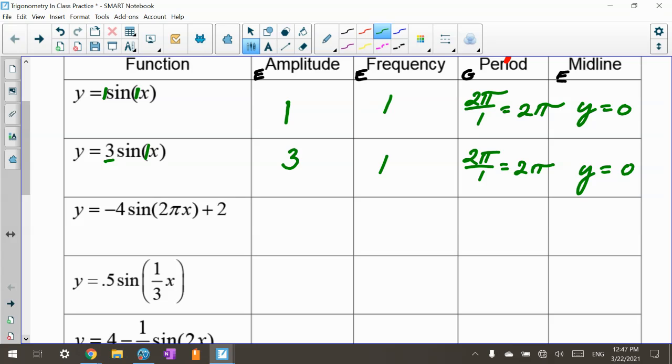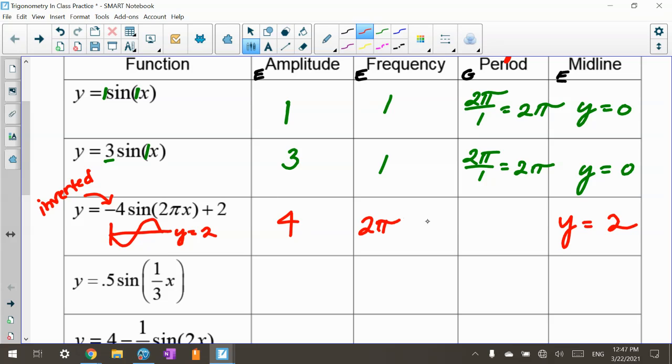Now I'm going to start doing all sorts of things to our poor graph. The first one here, if it has a negative, that means our graph has been inverted or reflected over the x-axis. So I know my amplitude's 4, but it's not negative because the negative just means it's been reflected over the x-axis. Your graph is going to go down and then up. If it's sine, it's going to come down, the opposite of what it normally is. My midline is y equals 2. The frequency is 2 pi, and the period is 2 pi over 2 pi, so my period is 1.